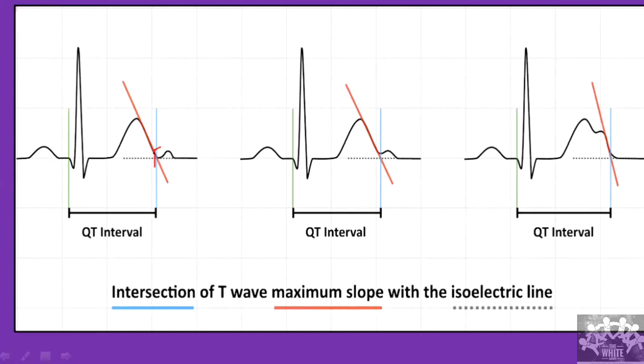The next thing is you take the onset of the Q wave till the end of the T wave. That is the interval. Onset of the Q wave till the end of the T wave. This is the QT interval. The QT interval has a lot of significance, because in case it is prolonged too much, you see here.